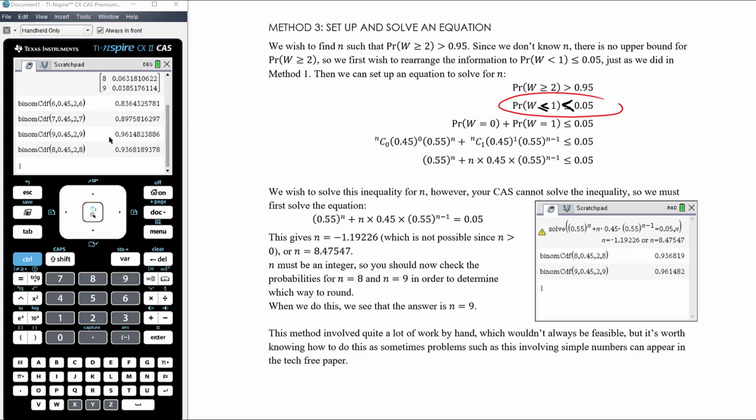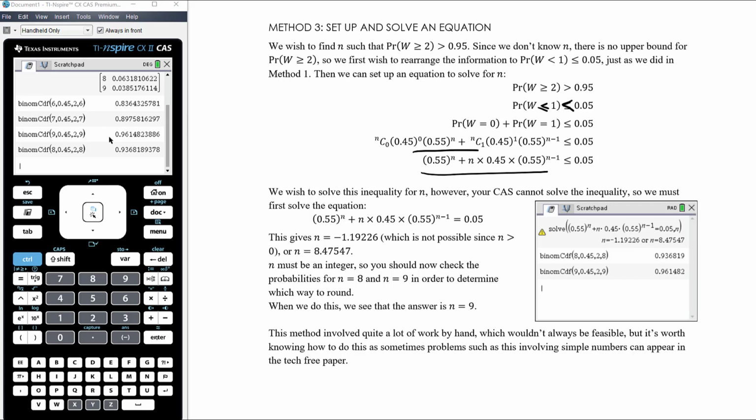And therefore we can set up an equation, because the probability of W being less than or equal to 1 is the probability that W equals 0 or equals 1. You can then set up your binomial distribution: n choose 0, 0.45 to the 0, 0.55 to the n, plus n choose 1, 0.45 to the 1, 0.55 to the n minus 1, and that has to be less than 0.05. You can tidy that up a bit. This equals 1, this equals 1, this equals n, okay? And you get this expression, less than 0.05, and then you've essentially got an equation to solve.